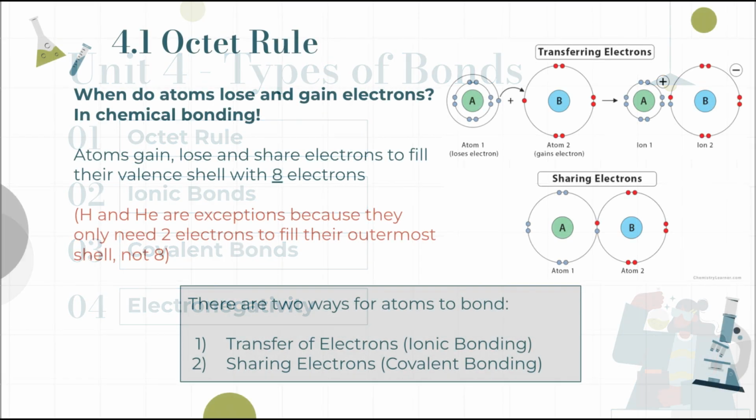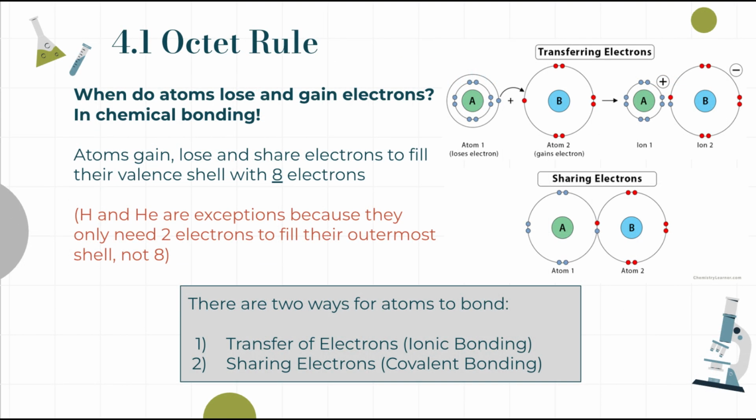Let's get started. First, for 4.1, we're diving into the octet rule, a key concept in chemistry that explains when atoms lose and gain electrons during bonding. What is the octet rule? Atoms strive to fill their valence shell with 8 electrons. This stability drives chemical bonding. Hydrogen, H, and helium, He, are noteworthy exceptions. They only require 2 electrons to complete their outer shell.